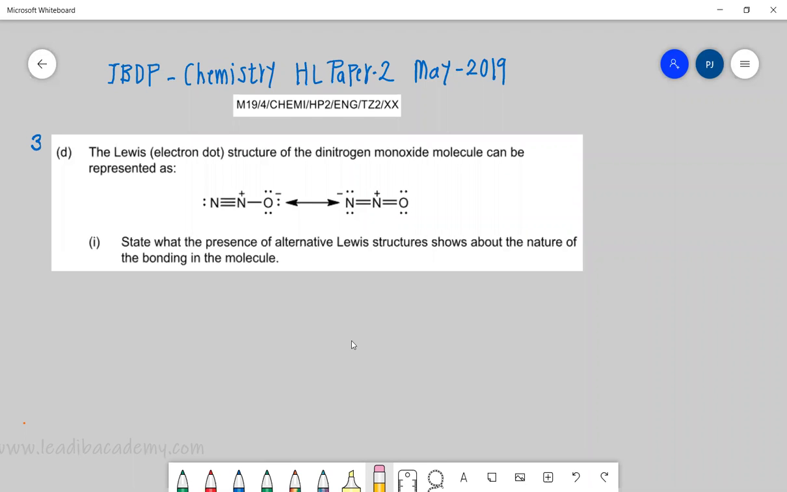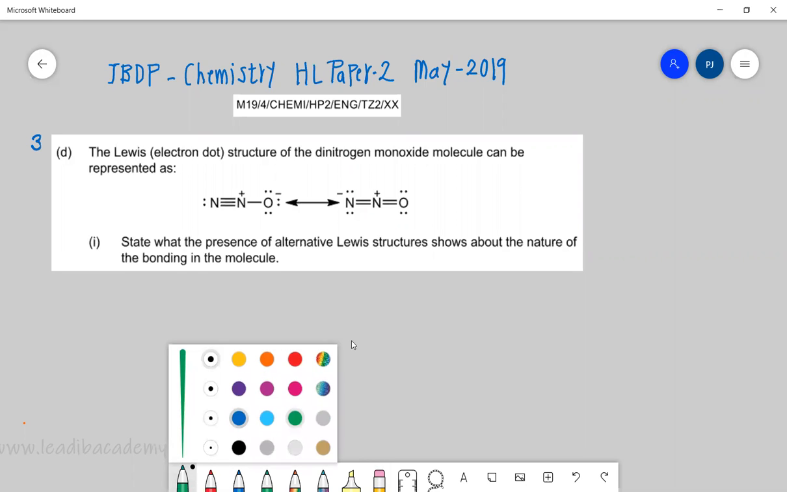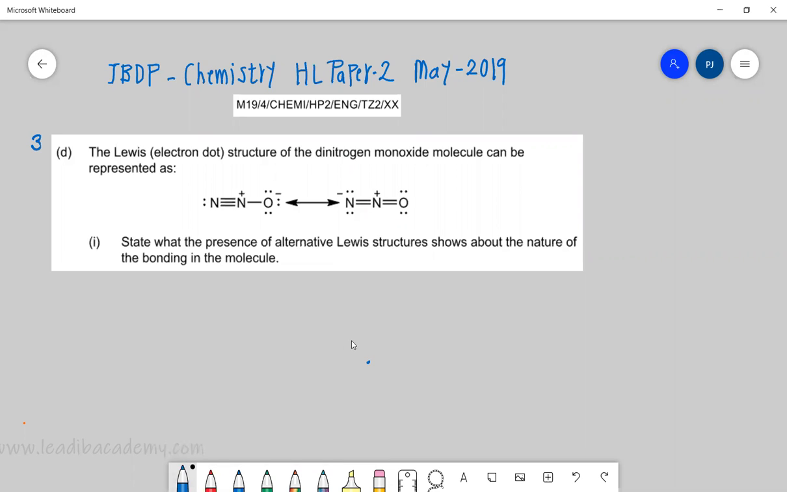Okay, next question. Question number 3D1. The Lewis structure, electron dot structure of dinitrogen monoxide can be represented like this. So they are showing two structures. This is structure number 1 and this is structure number 2.